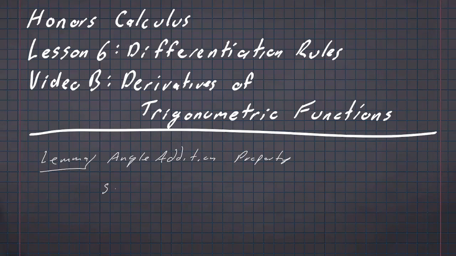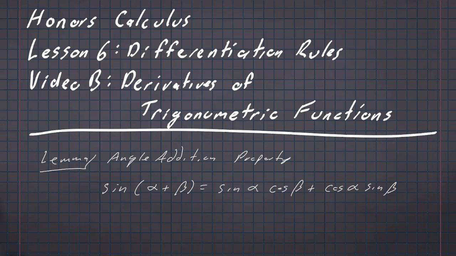Which says that the sine of alpha plus beta is the sine of alpha times the cosine of beta plus the cosine of alpha times the sine of beta.